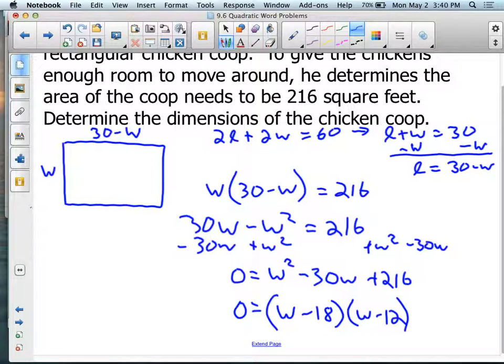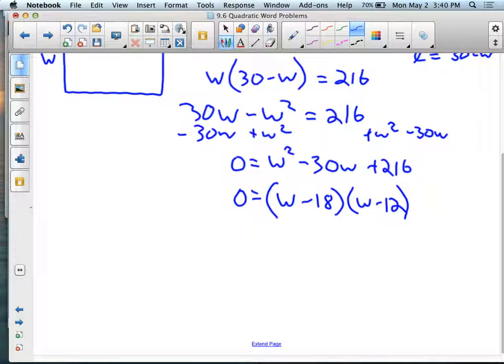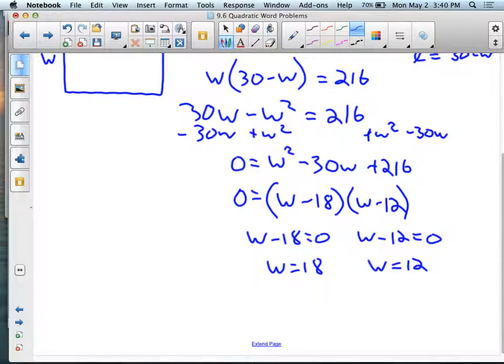Hey, you know what? If you're not as lucky as I was on that, quadratic formula is your friend. You want to complete the square, you could do that. A lot of good things to do there. So let's see, I get w minus 18 equals 0, and w minus 12 equals 0. So if I solve, I get w equals 18, and I got w equals 12.